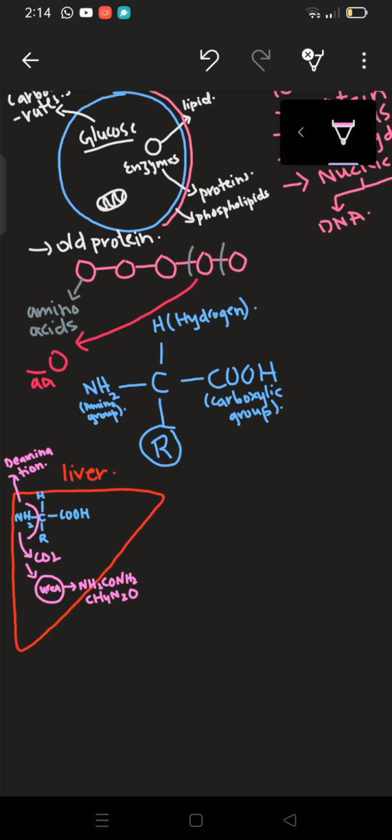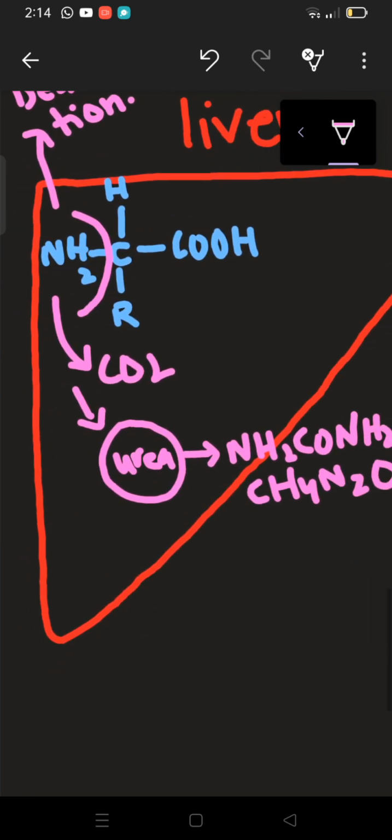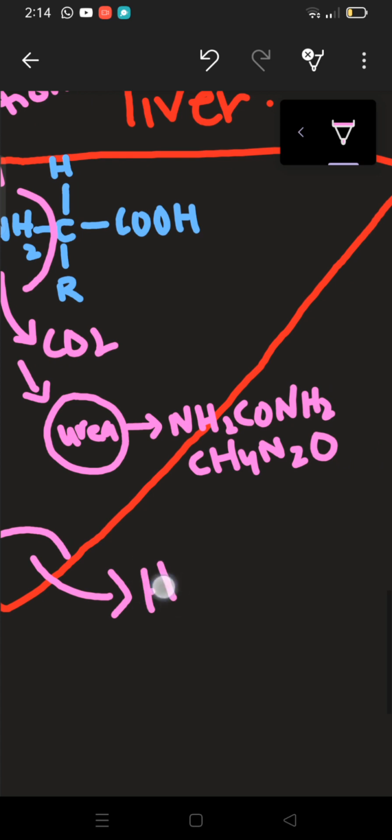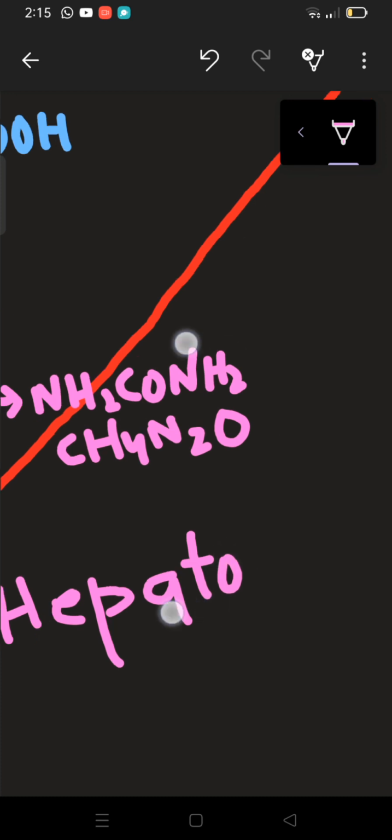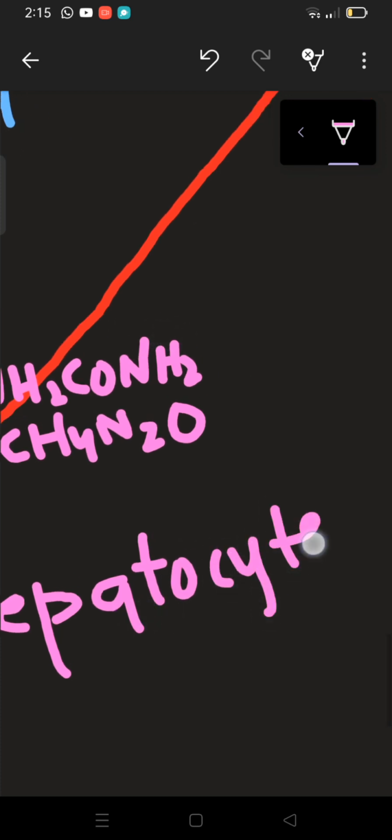This is basically an anabolic reaction, because urea is formed by combining the amino group and carbon dioxide. Two compounds are combined together and form a new product, which is urea. So this is an anabolic reaction. And this is happening in the cells of the liver, and the liver cells are known as hepatocytes.